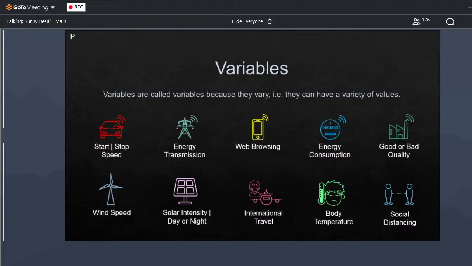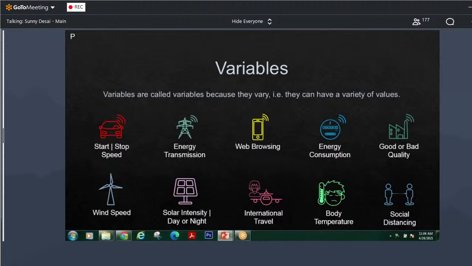From wind speed, let's go on to talk about solar power generation. Solar intensity is dependent upon how cloudy your environment is, and whether it is day or night. So the amount of solar energy that will be generated depends upon whether it is day or night, what the solar intensity is, and whether it is cloudy or not cloudy. So these become different types of variables.